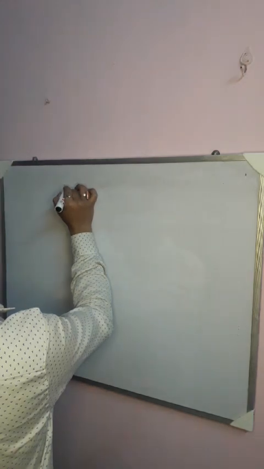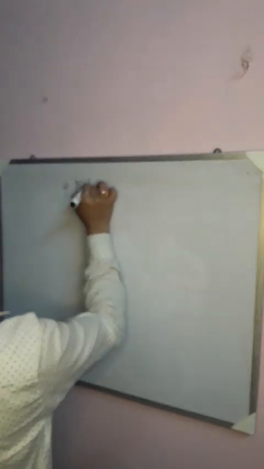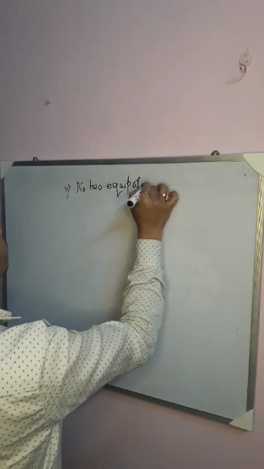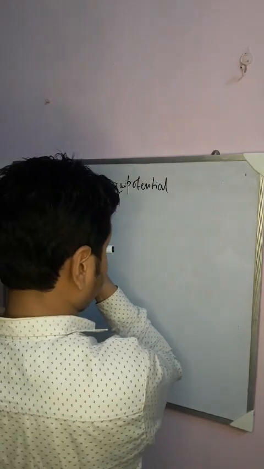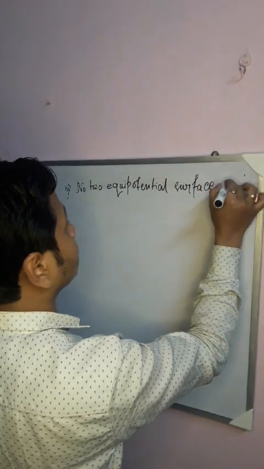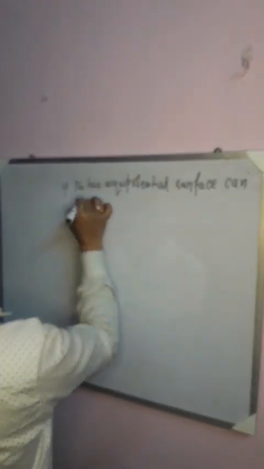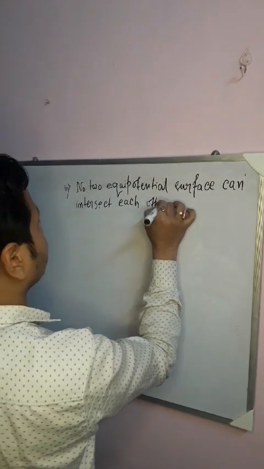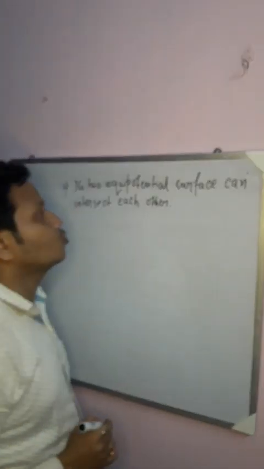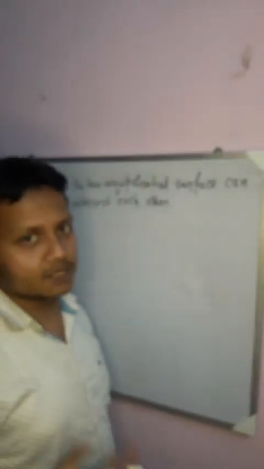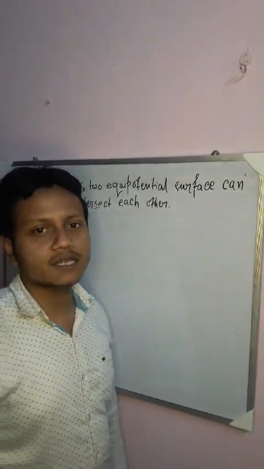Now, third property is that no two equipotential surface can intersect each other. Okay, so no two equipotential surface can intersect each other. This is not possible, because if they intersect, we all know that at the point of intersection there will be two values of potential, which is not possible.